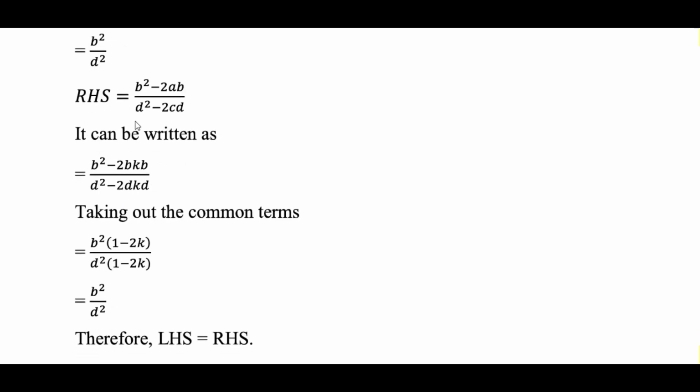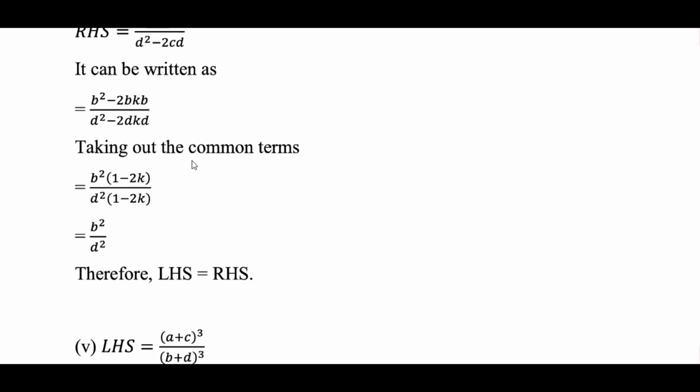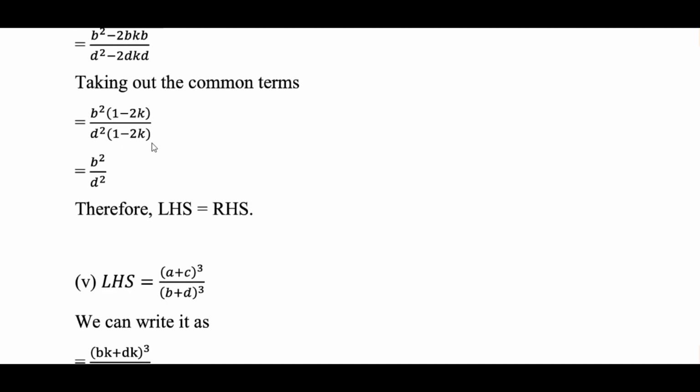Come to the right hand side, that is a square minus 2ab divided by c square minus 2cd. So we can write the values. Put the values of a and c. After that, taking out the common term, striking out the 1 minus 2k, you will get b square divided by d square. So left hand side will be equal to the right hand side.